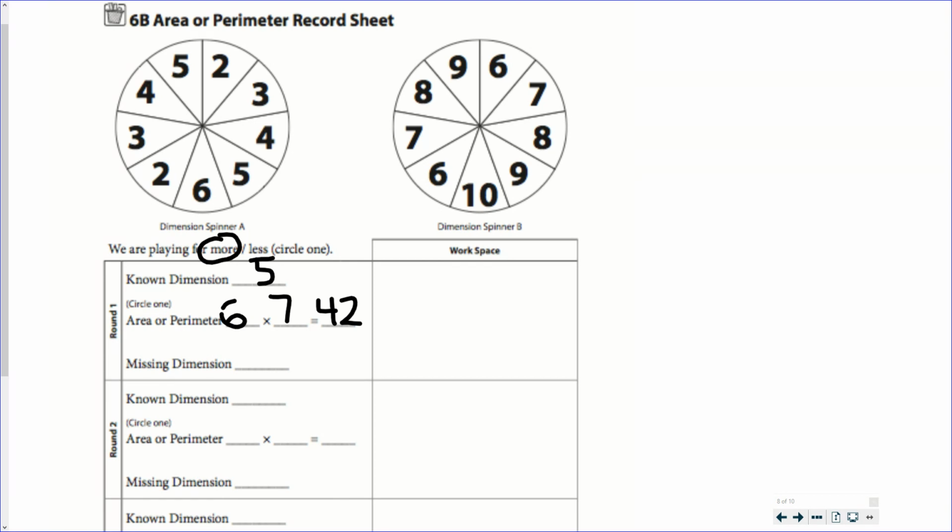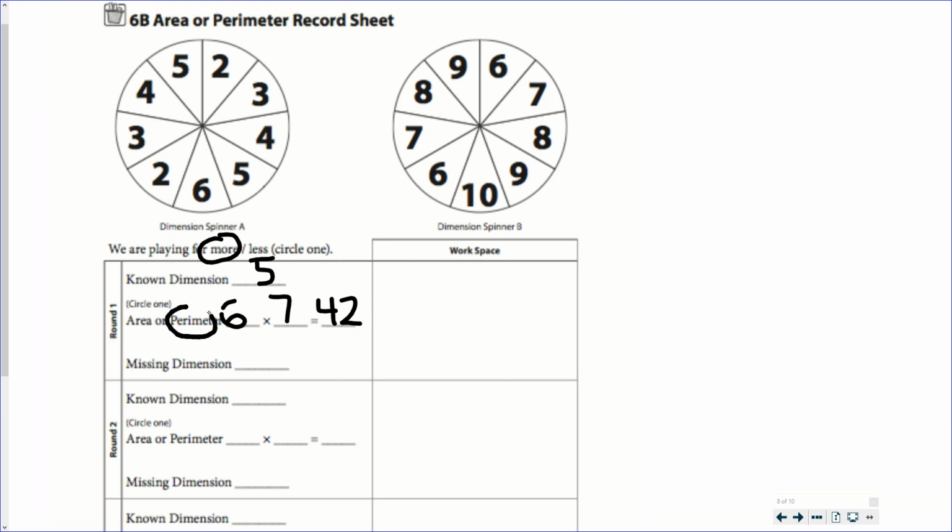Now the rules state that this product right here has to be a multiple of the known dimension. Think right now to yourself, is 42 a multiple of 5? The answer would be no. 42 is not a multiple of 5. Since it's not a multiple, we automatically have to go with perimeter. That's what the rules state.